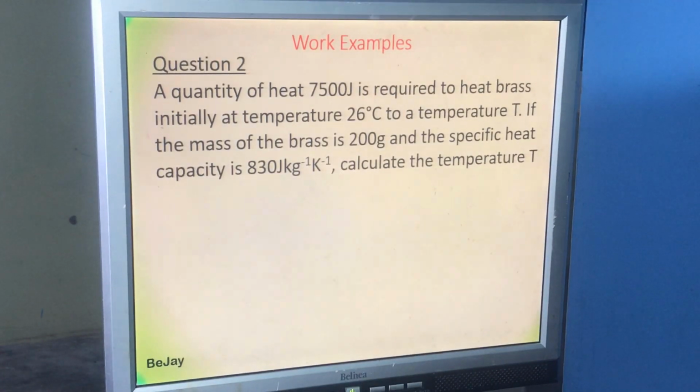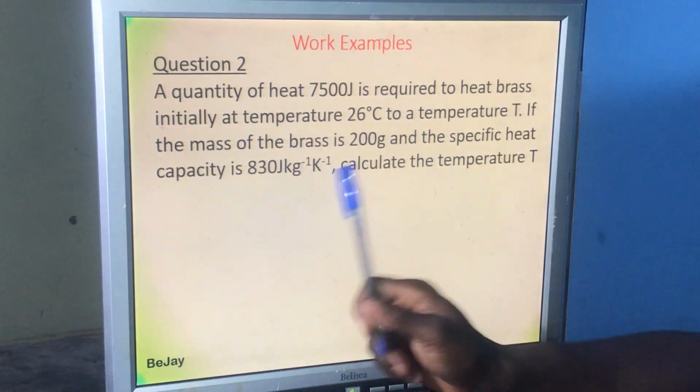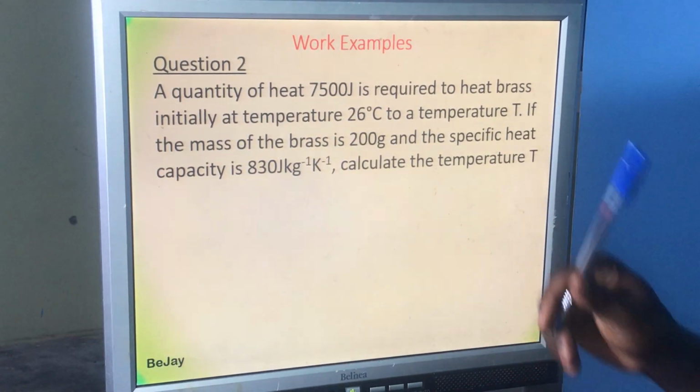Example 2. The quantity of heat, 7,500 joules, is required to heat brass initially at 26 degrees Celsius to a temperature T. If the mass of the brass is 200 grams, and the specific heat capacity is 830 joule per kilogram per Kelvin, calculate the temperature T. So the question wants us to find the temperature. Of course, when you look at the information given to us, the question is still talking about sensible heat.